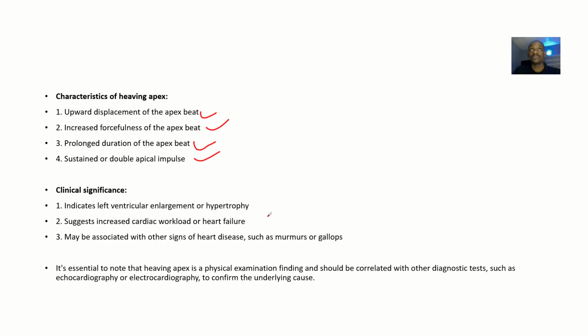So clinical significance now. If you notice a patient with a heaving apex, it could mean some things, right? So those are the meanings you're trying to look at. It could mean that there's a left ventricular enlargement. It could mean that there's increased cardiac workload or heart failure. It may also be associated with signs of heart disease such as heart murmurs or gallops, right?